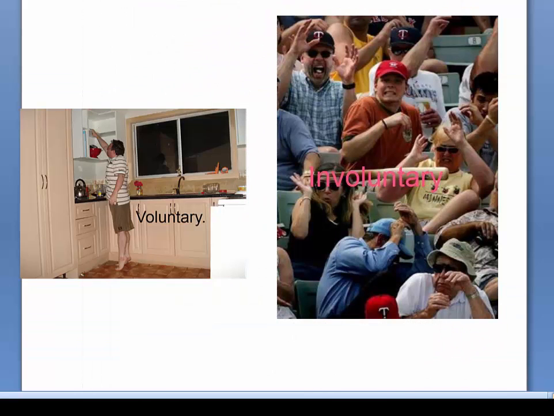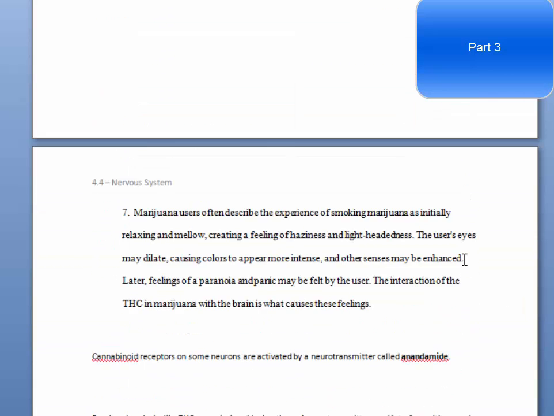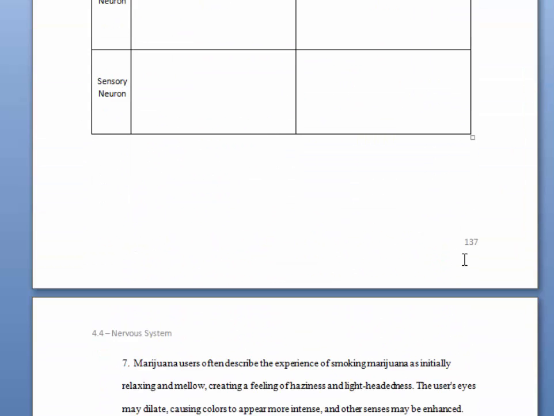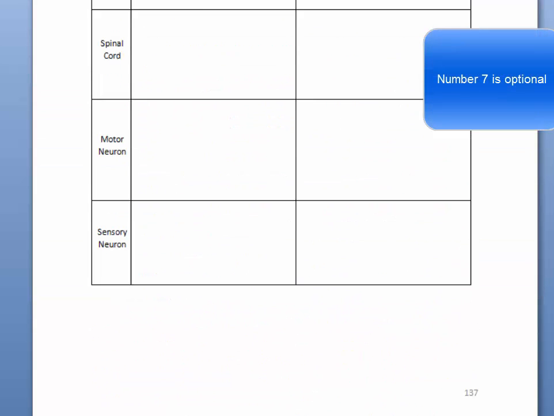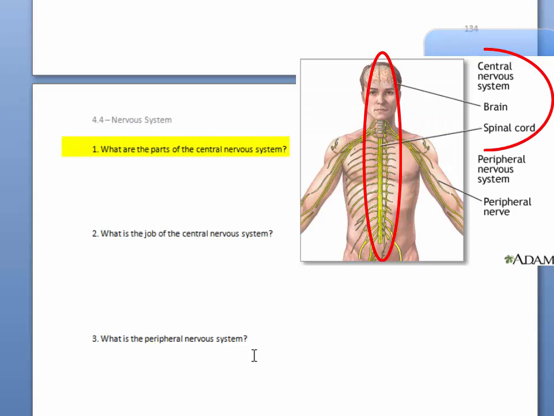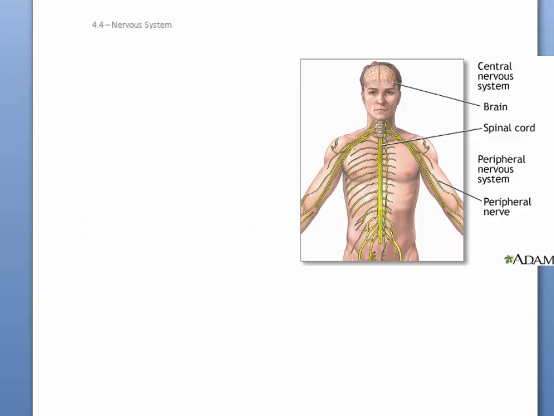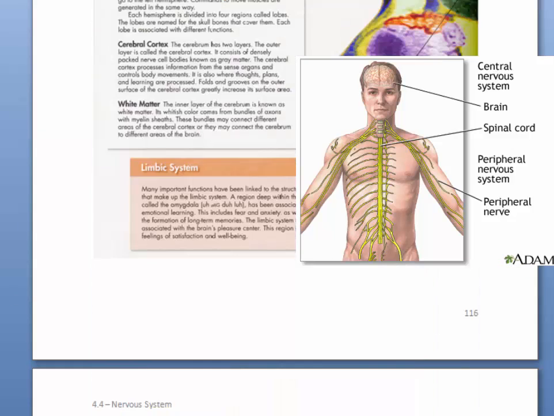All right, let's go to part 3 of the quiz. In part 3, you have to answer these 6 questions, and then there's a bonus 7th question right here, if you want to answer that. Question 1, what are the parts of the central nervous system? 2, what is the job of the central nervous system? The answers to these 2 questions are on page 115.